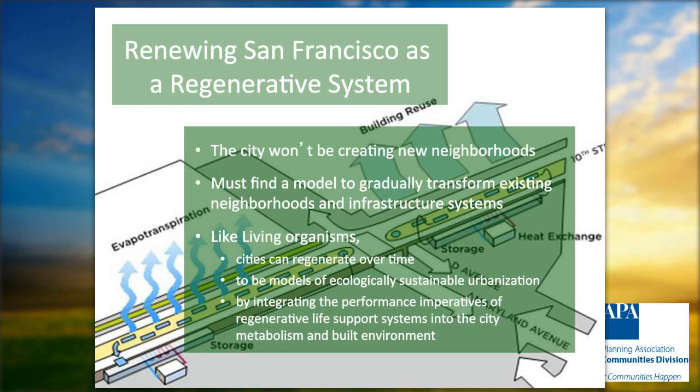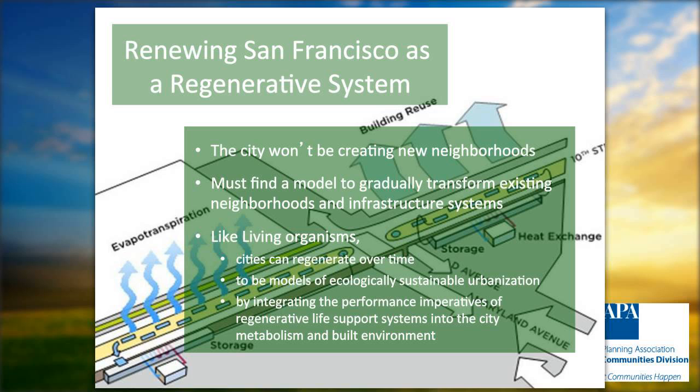They do that by integrating the performance imperatives of regenerative life support systems into the city metabolism and the built environment. And it's important to understand that with this metaphor we're using about living organisms and regeneration, nature and living systems are self-organizing automatically. Nobody tells them what to do, they just do it. Human systems are not quite that way. So we need to add some intelligence on top of the principles of living systems and bake those in intentionally into our plan, build, design, and invest decision processes and institutions. That's really the challenge of renewing San Francisco and other cities as a regenerative system.